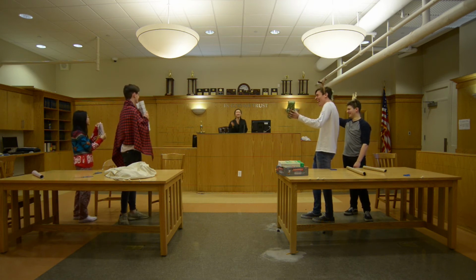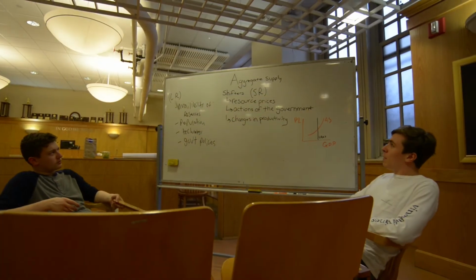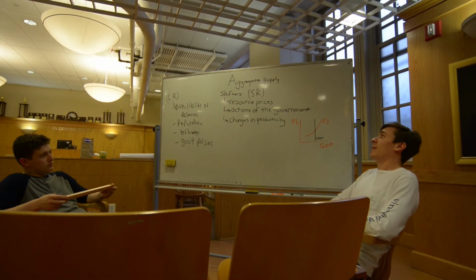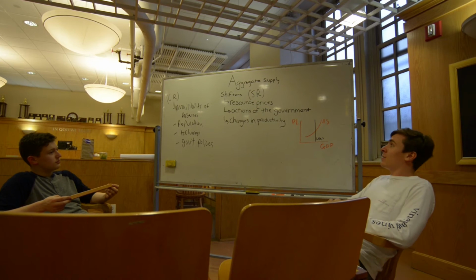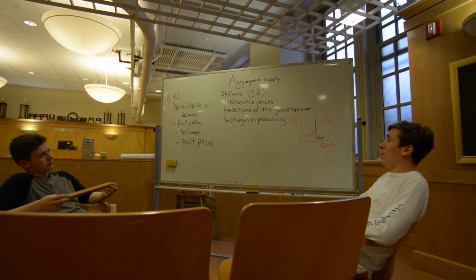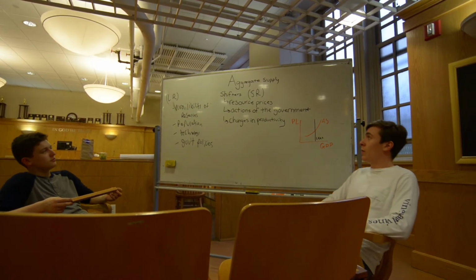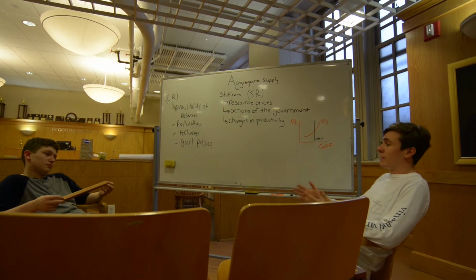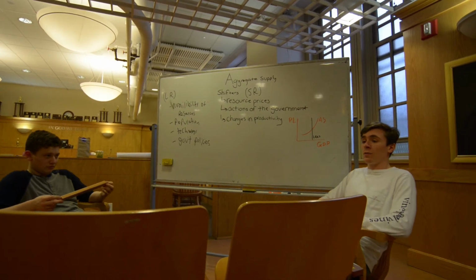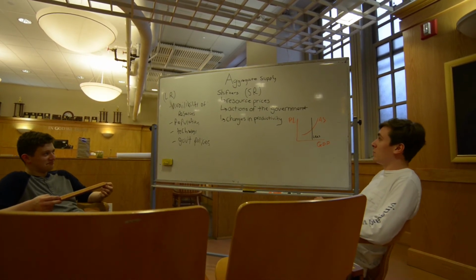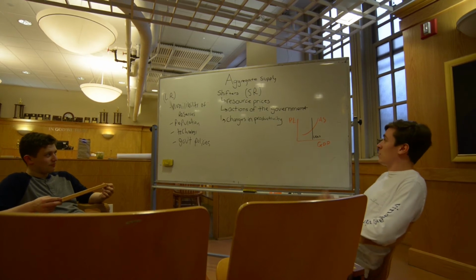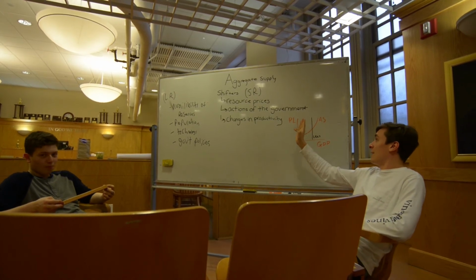Much better. So aggregate supply is similar to aggregate demand in that it's the total amount of supply. The shifters of the short run aggregate supply, since it's different in the long run, include resource prices. Let's say the material needed to produce the product increases in price. As a result, you won't be able to produce as much, so it shifts aggregate supply to the left.